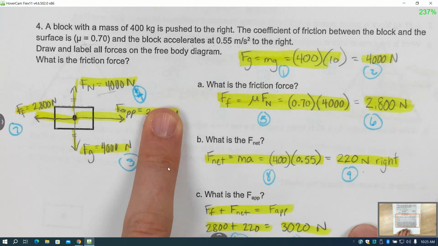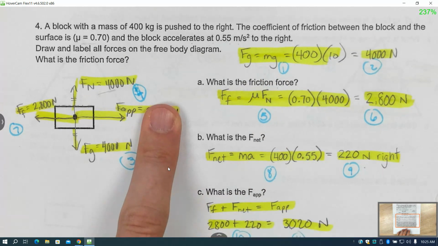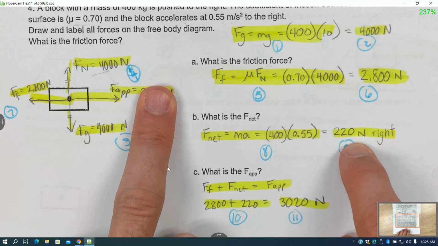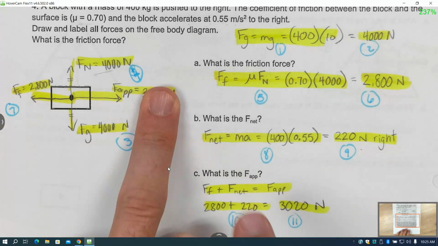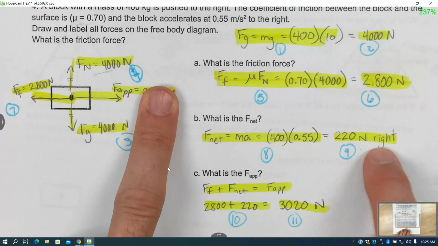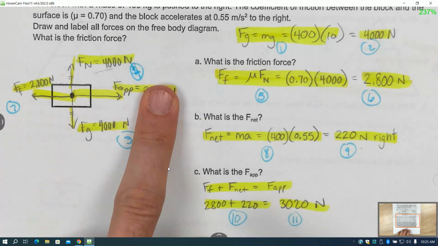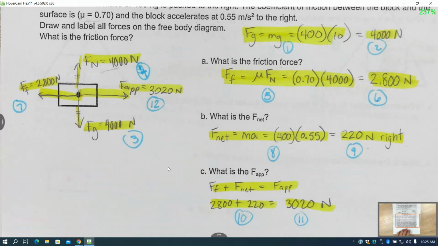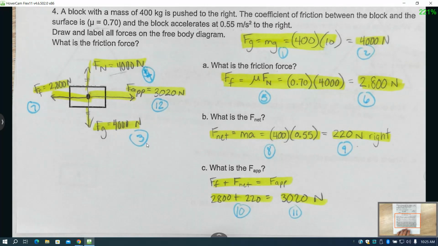Once you know that, to find the missing value, this is basically saying that the right force needs to be 220 greater than the left side. So with that, you would add friction force plus the net force, which would give us our applied force. So we took this 220 and added it to the 2,800 to get us a value of 320 newtons. And we are going to then add it here for our total of our 12th point.